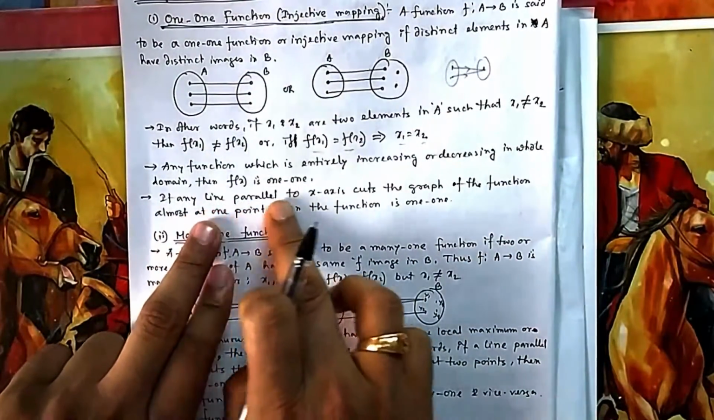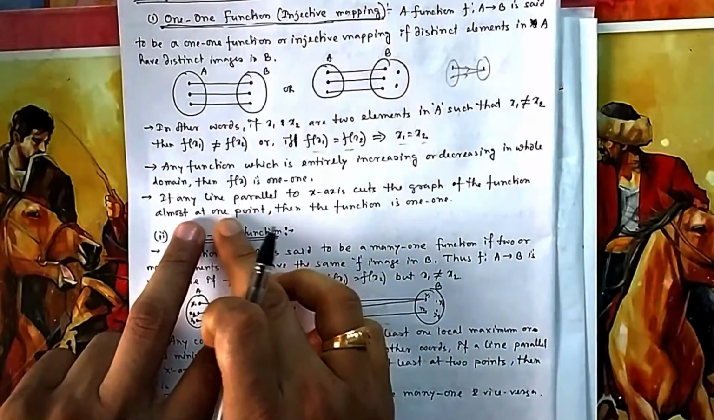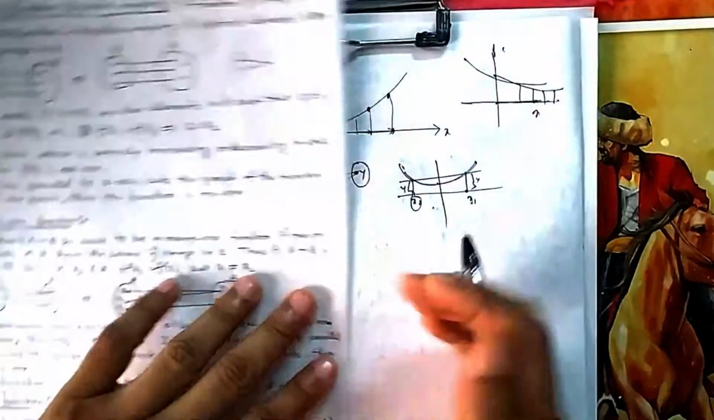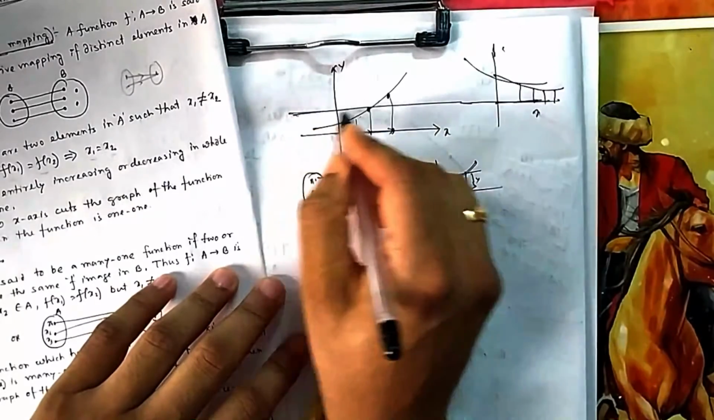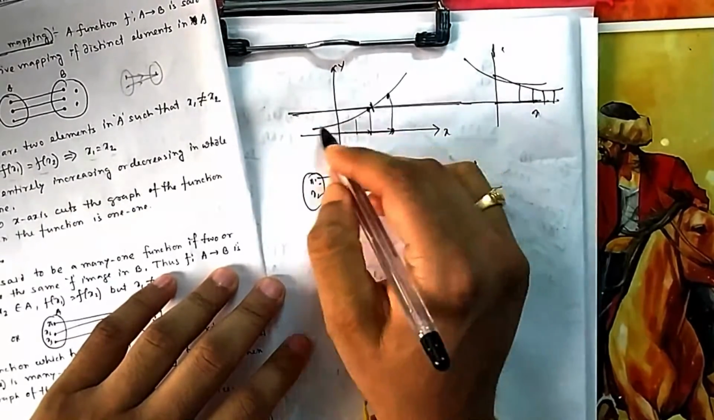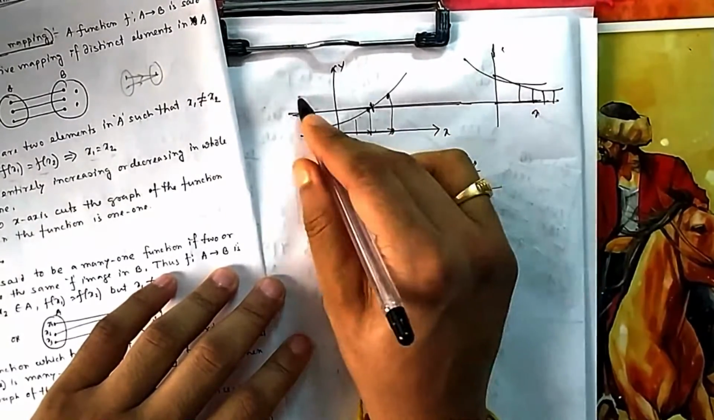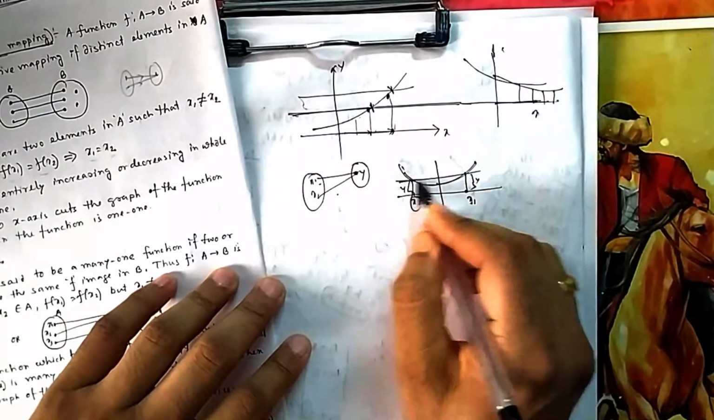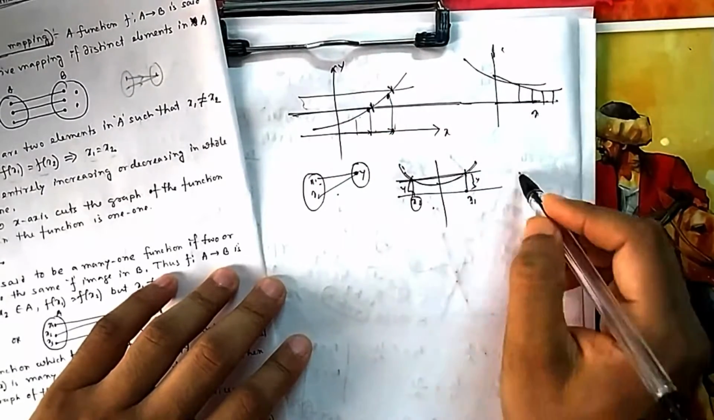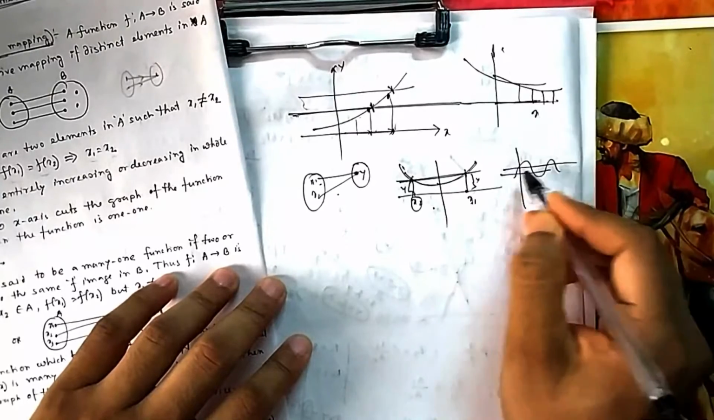Second, if any line parallel to the x-axis cuts the graph of the function at most one point, then the function is one-one. If you draw a parallel line and it cuts at only one point, that means it is one-one, because for one x you are getting only one y. But if it cuts at two points, like here, or your sin x also, how many ways is it cutting?